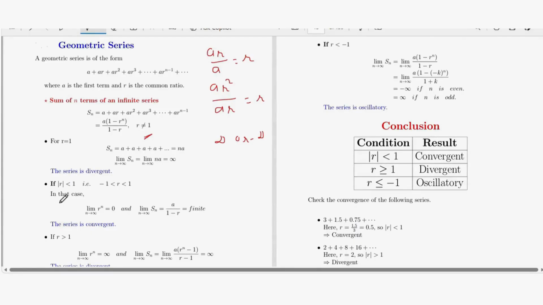Next case, if mod r is less than 1. Mod r less than 1 means minus 1 less than r less than 1. In that case, limit n tends to infinity r raised to n is equal to 0. What is the range of r? r lies in the range minus 1 to 1. To understand this limit, suppose my r is 0.5, because 0.5 lies in this range. What is the limit as n tends to infinity of 0.5 raised to n?